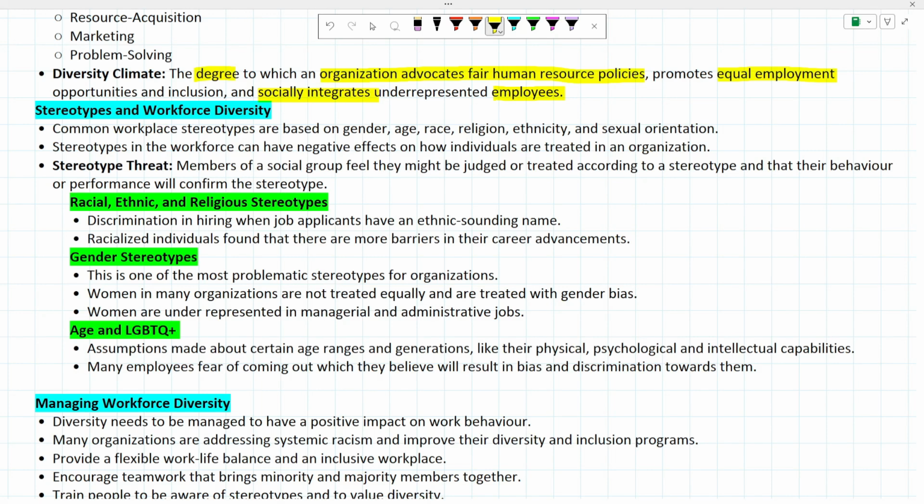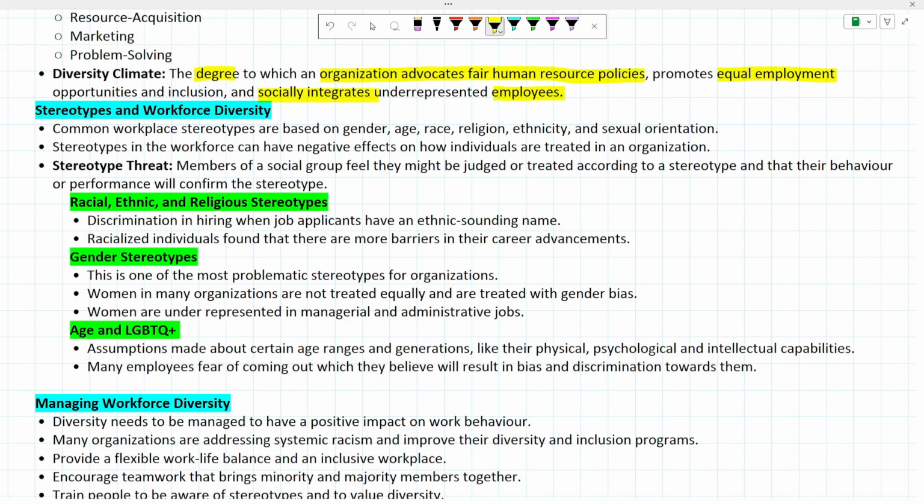So racial or ethnic and religion stereotypes. It's the discrimination in hiring when job applicants have an ethnic sounding name. Racialized individuals found that there are more barriers in their career advancements compared to non-ethnic sounding individuals. So gender stereotypes. This is one of the most problematic stereotypes for organizations and for the past history of organizations. Women in many organizations are not treated equally and are treated with gender bias. Women are underrepresented in managerial and administrative jobs.